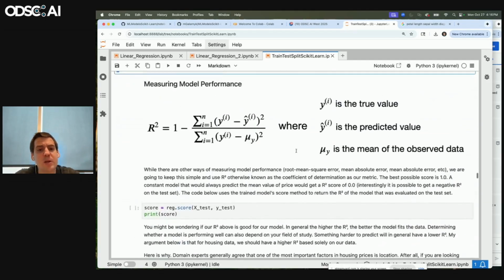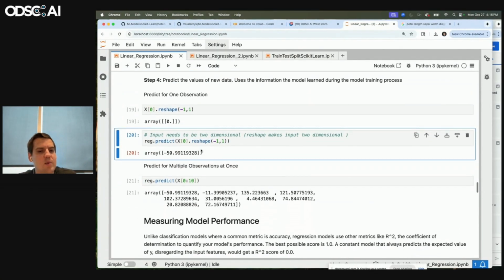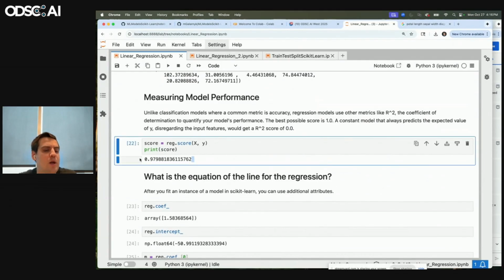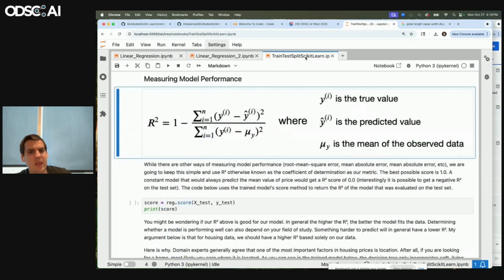But as far as how you measure model performance, we had that R-squared thing earlier from linear regression. Like all the way back here, we measured our model performance using an R-squared, where a model that always predicts the mean, essentially, will get an R-squared of 0. And the highest possible R-squared is a 1. And the reason why that's true is we have this equation.